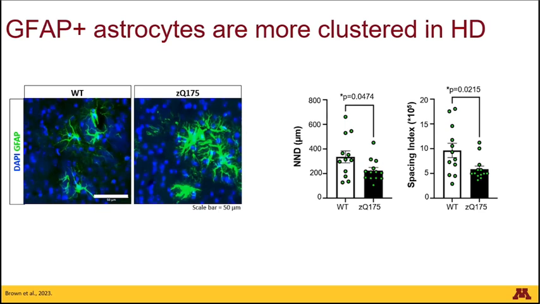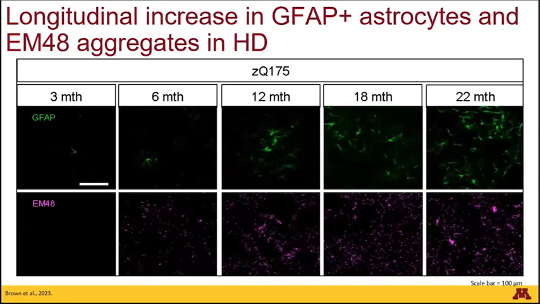So the next logical question is, what are these cells clustering around? I thought it could be areas of high aggregate load, areas with a lot of inflammation, or possibly even areas with dying neurons. So first, I looked at GFAP and EM48. EM48 marks HTT aggregates. And I looked at 5 different time points: 3, 6, 12, 18, and 22 months.